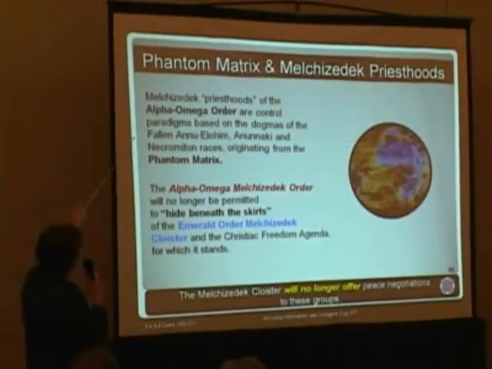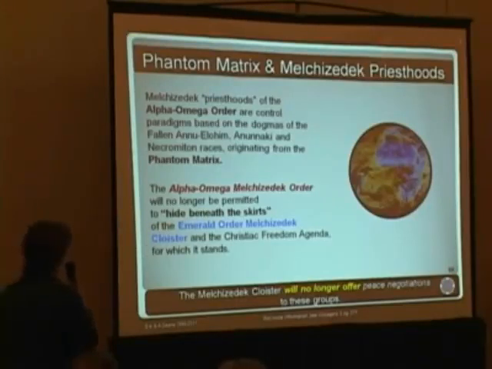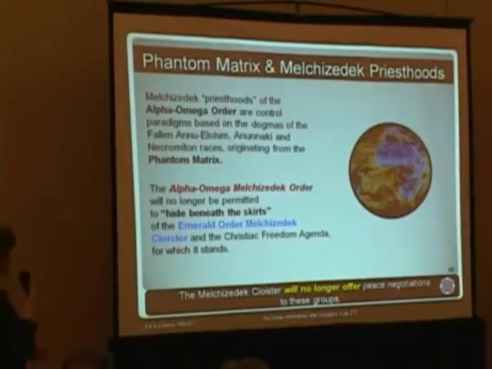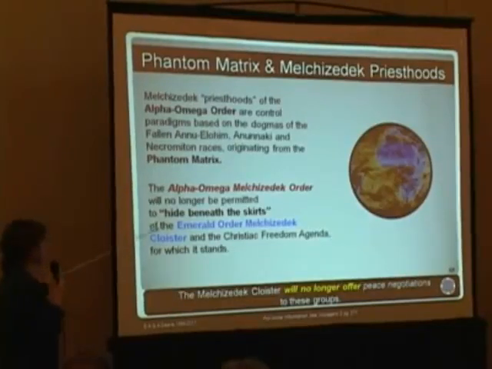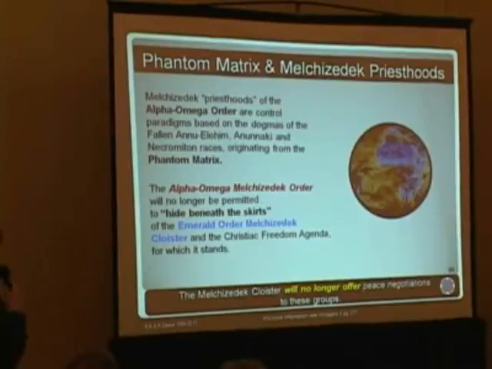So the Melchizedek priesthoods of the Alpha Omega order are actually control paradigms on the dogmas of the fallen Anu Elohim, Anunnaki, and Necromaton races originating from the Phantom Matrix. That's the Phantom Matrix there. The Alpha Omega Melchizedek order will no longer be permitted to hide beneath the skirts of the Emerald Order Melchizedek cloister and the Christic freedom agenda for which it stands. The Melchizedek cloister will no longer offer peace negotiations to these groups.